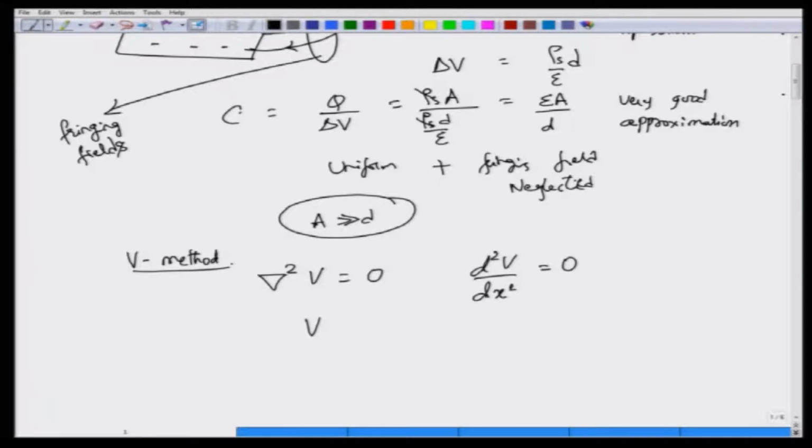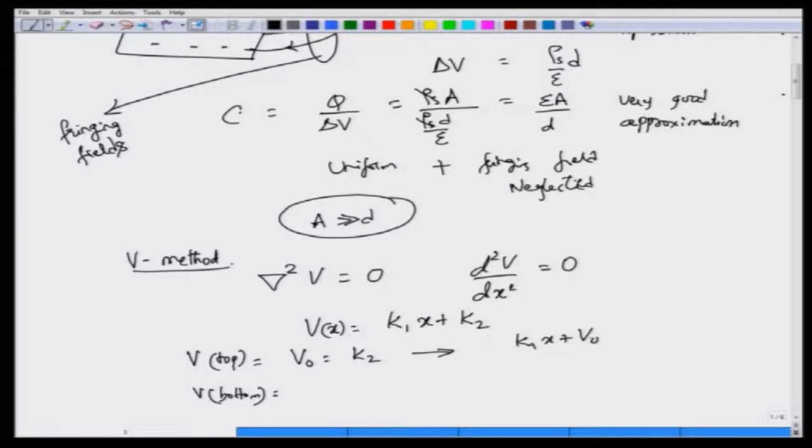So, V of x will be equal to, the first integral will give you some constant K1. So, that will be dV/dx equal to K1. The second time you integrate, you will get K1x plus K2. Again, you have V at the top, which is valid at x equal to 0. At the top plate is the applied potential difference, or the assumed potential, of V0. So, V0 will be equal to K2, and since K2 is equal to V0, this becomes K1x plus V0, okay, and at the bottom surface x is equal to d.